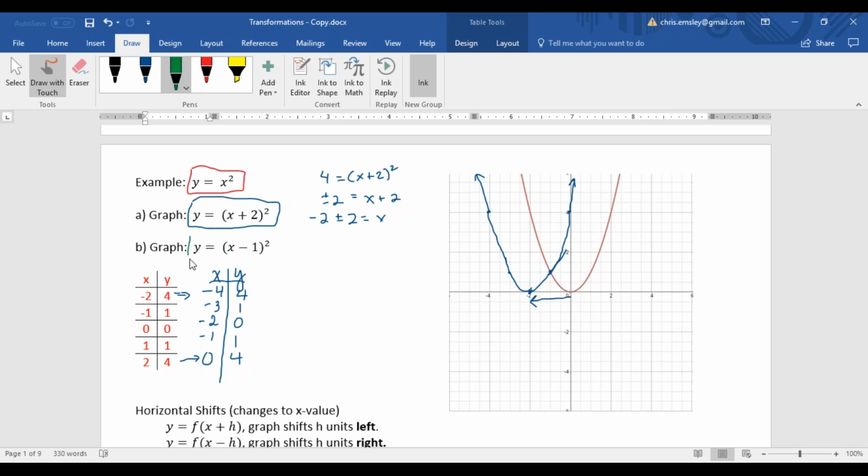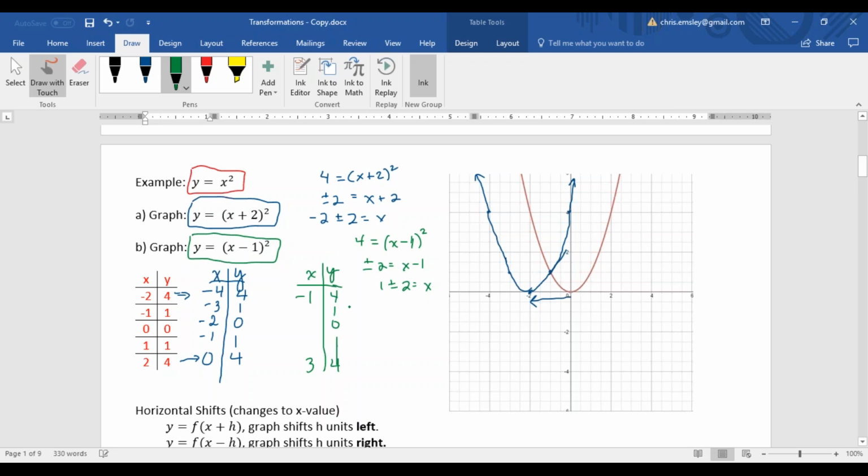And let's see what happens on this next one. Okay, same idea here. This time I want to shoot for my y values to stay the same, and maybe you're kind of understanding why here. So let's plug in a 4 in for y on this next function. Take the square root of both sides, and add 1. So 1 minus 2 is -1. And then we also get 3 from 1 plus 2.